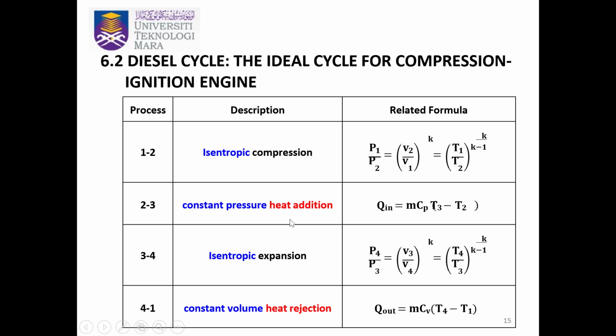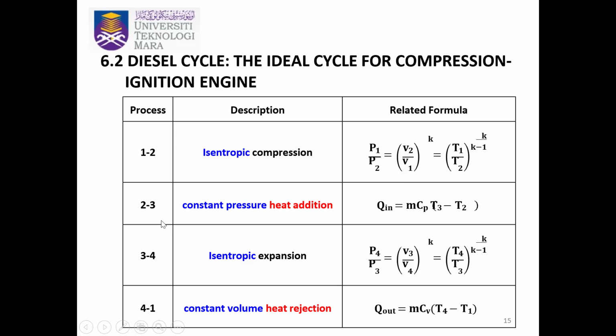Alright, so what is the equation that we can use? Related equation yang useful lah untuk diesel engine ni. Okay, in process 1 to 2, since it is an isentropic process, so we can write the equation as P1 over P2 equal to V2 over V1 powered by K. K ni adalah ratio of specific heat. Okay, equal to T1 over T2 powered by K over K minus 1. Okay, awak tahu CP over CV ni K ni.